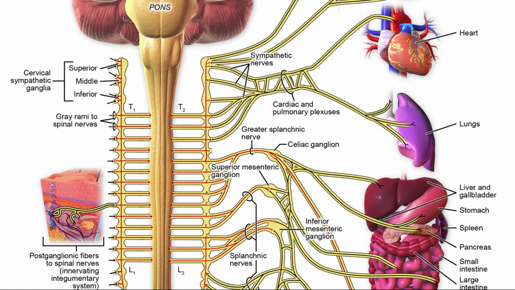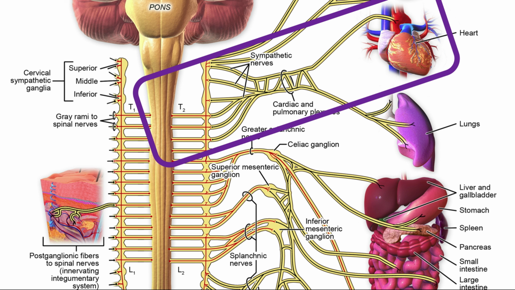Importantly, between spinal levels T1 and T4, the sympathetic nerves to the heart, they're the preganglionic sympathetic nerves, exit the spinal cord. These are known as the cardiac accelerator nerves, and they travel out to the cervical and thoracic ganglia and then onwards to the heart.